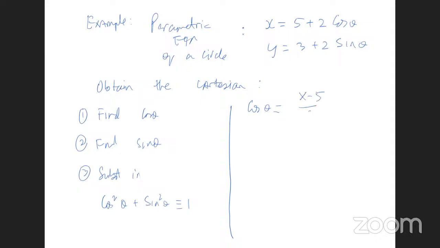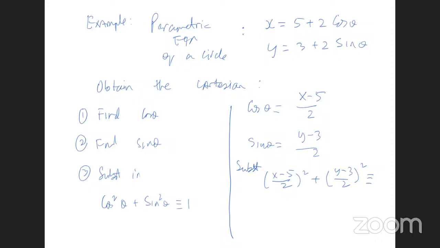It's (x minus 5)/2, right? And then sine theta is (y minus 3)/2. And then when you substitute, you're going to get ((x minus 5)/2) squared plus ((y minus 3)/2) squared is equal to 1.